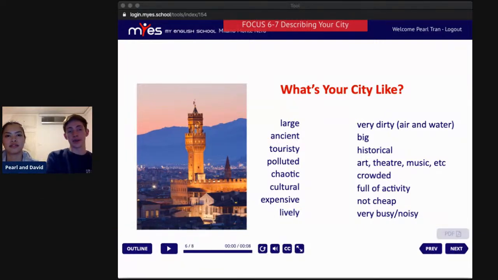What is your city like? We want a description. Here there are some adjectives, and we want to connect the synonyms. The same meaning, different word. We have large, ancient, touristy, polluted, chaotic, cultural, expensive, and lively. On the opposite side: very dirty, air and water specifically; big; historical; art, theatre, music; crowded, full of activity; not cheap; very busy or noisy. Remember, noisy means a lot of sound.